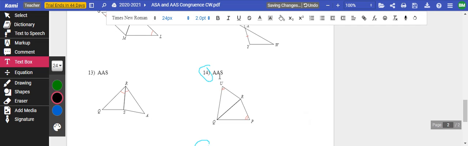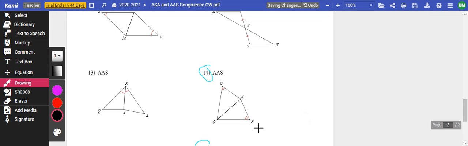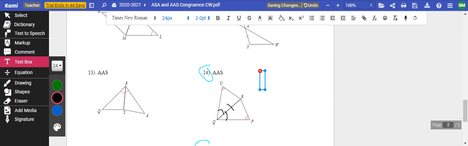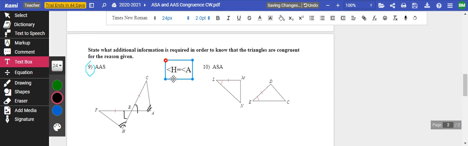Number 14, we want angle, angle, side. So we already have this side. So I'm going to say this angle this time. Okay, so I would go angle. Now I want Q to be in the middle, so I go UQR is congruent to angle, instead of U, I'm going to say P, PQR. It's kind of describing where it is. So that's it for angle, side, angle, and angle, angle, side.